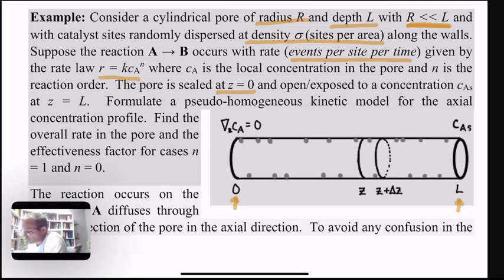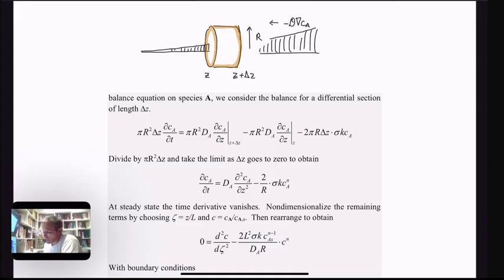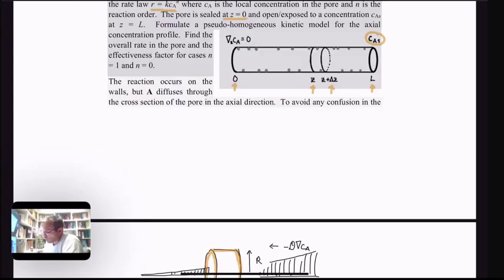The concentration at the pore mouth is fixed at Ca sub s, the same kind of boundary condition that we've been working with before. And we have no flux through the back of the pore at z equals 0. Now we're going to construct a balance equation for species A. We're going to have an accumulation term, a flow in term, a flow out term, and reaction terms. But we're doing this for a differential small z to z plus delta z slice.